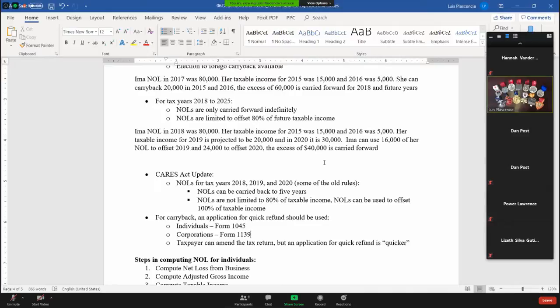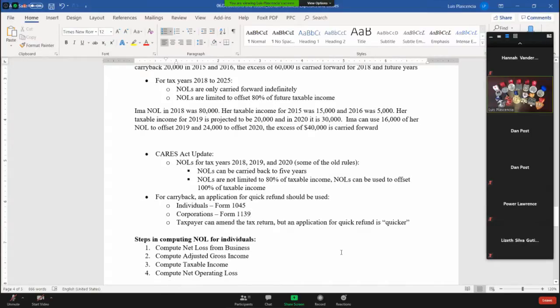It's for a purpose. Again, if you're familiar with doing amended returns, that can take months. An application for a quick refund has a shorter period. Let's say an amended return takes about 3 to 4 months to process. The application for quick refund would take about 2 months to process your application. So much quicker, and in some cases, 1 to 2 months, depending on the circumstances. Again, taxpayers can amend the return, but an application for a quick refund is quicker.